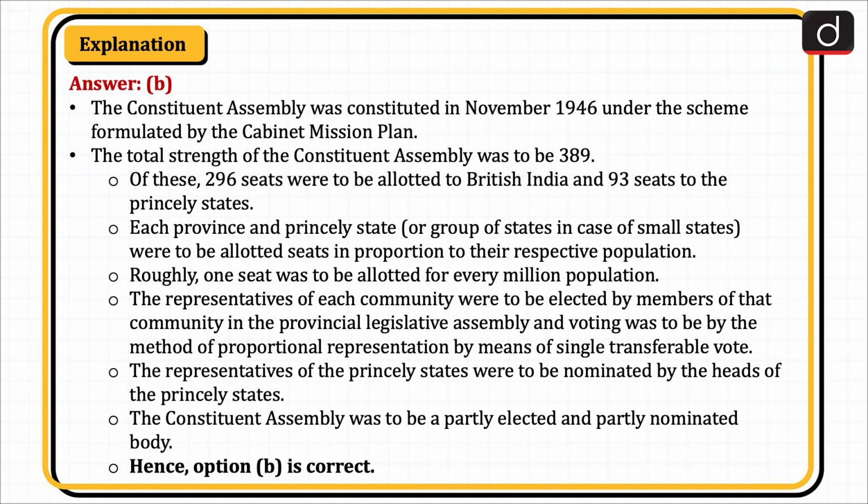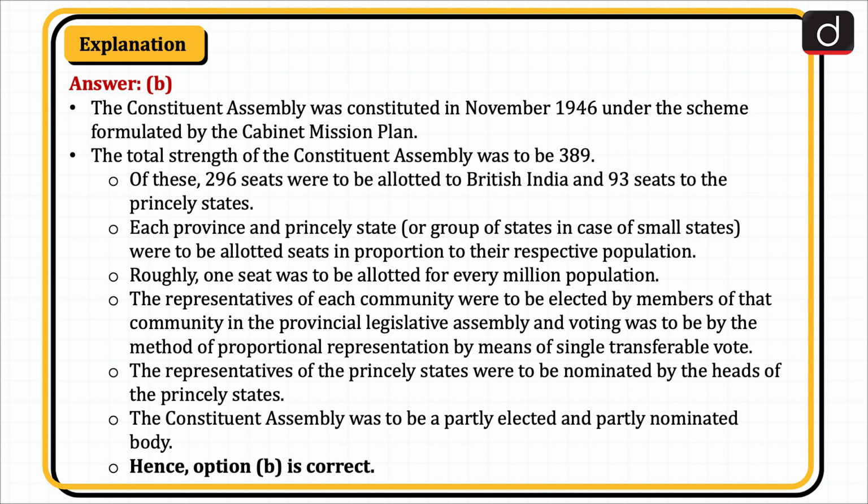The Constituent Assembly was constituted in November 1946 under the scheme formulated by the Cabinet Mission Plan. The total strength of the Constituent Assembly was to be 389. Of these, 296 seats were to be allotted to British India and 93 seats to the princely states. Each province and princely state, a group of states in case of small states, were to be allotted seats in proportion to their respective population. Roughly 1 seat was to be allotted for every million population.